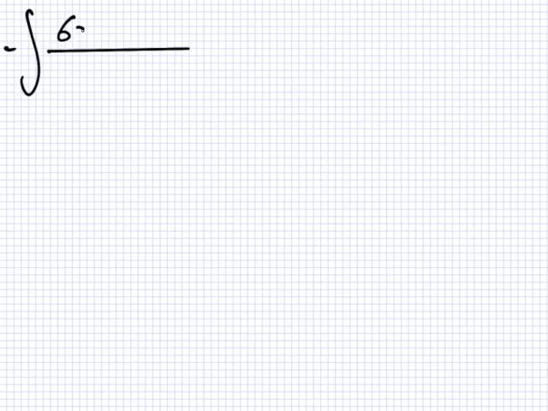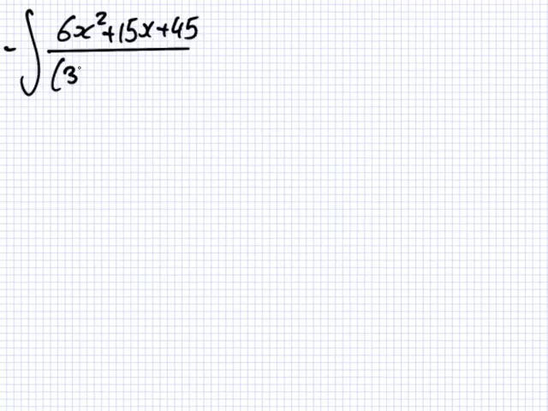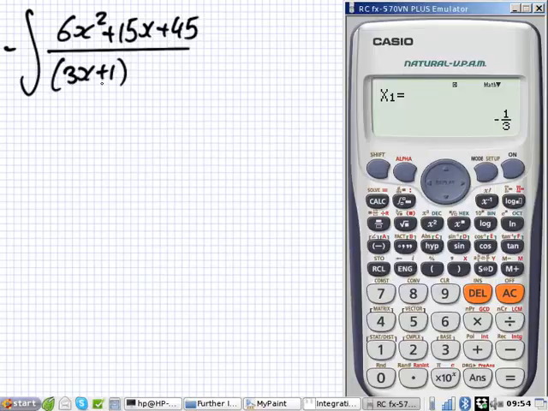So, let's have a look. What do I have on the top? 6x squared. Okay, now on the bottom, we just have the one factor, 3x plus 1. That's all we have.